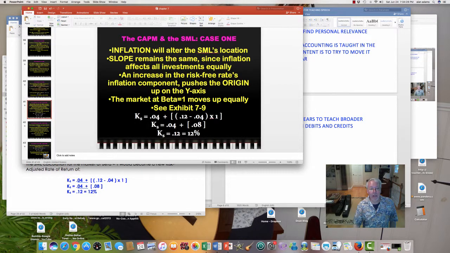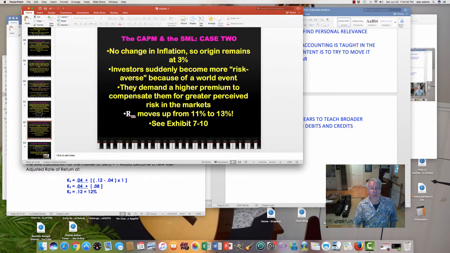Case number 2. There will be no change in inflation this time. The origin will remain at 3%. But now investors suddenly are either more risk averse or risk tolerant. Risk tolerant would drive our market rate of return down. If you're more risk averse, it drives the rate of return up. So if a negative world event happens, then investors demand a higher premium in the market overall for that perceived risk.